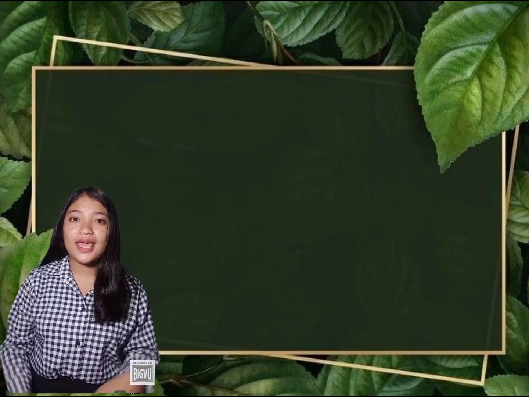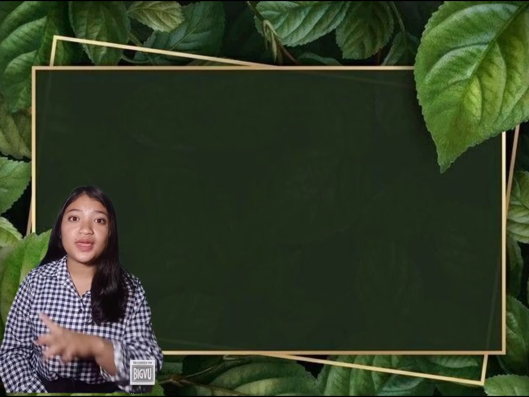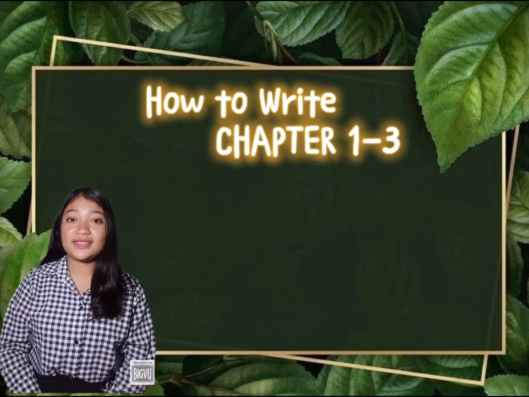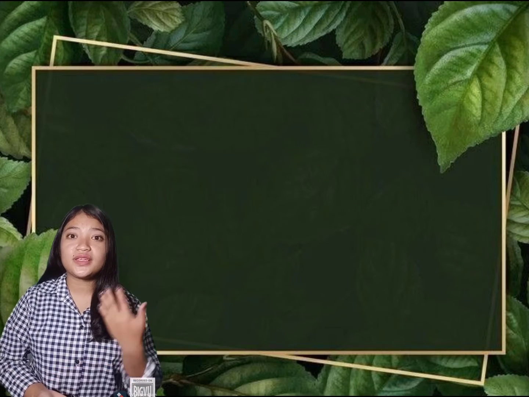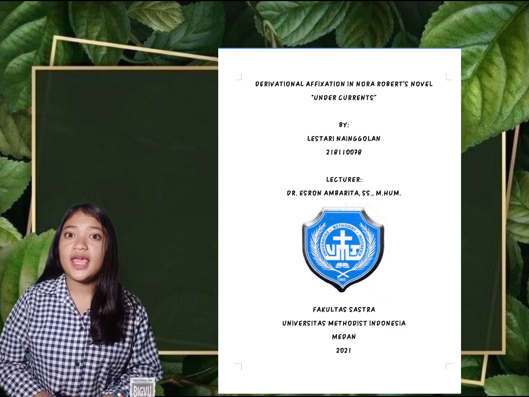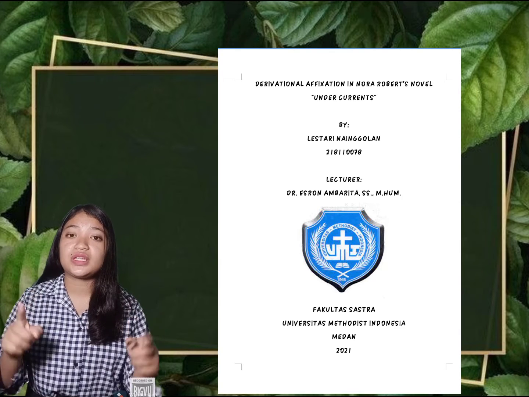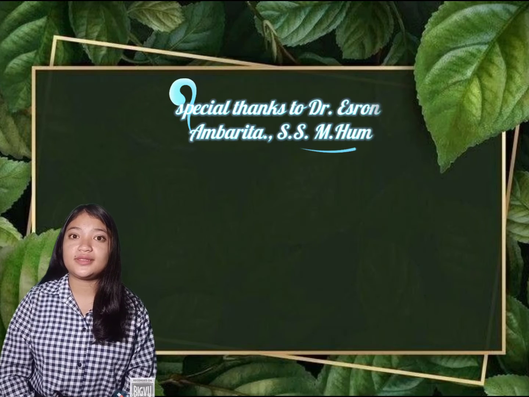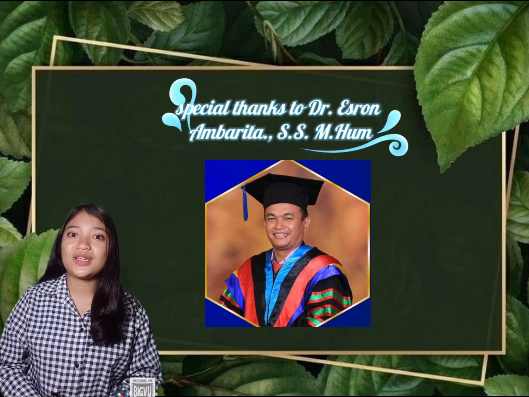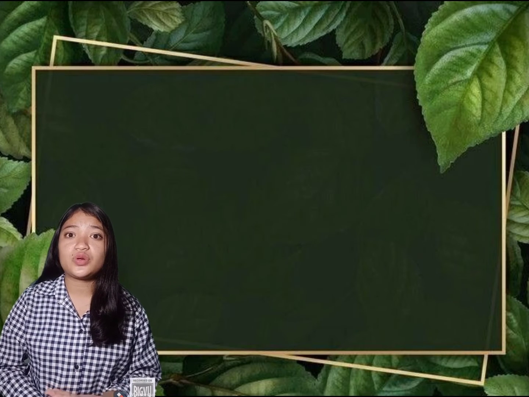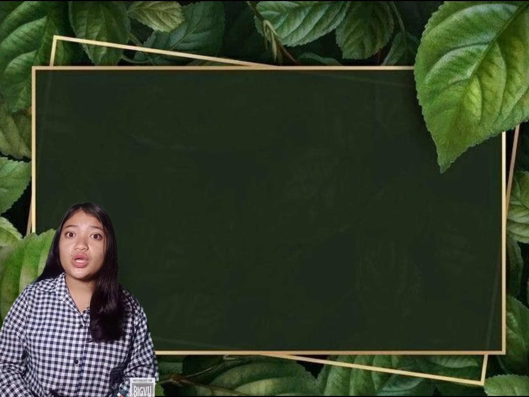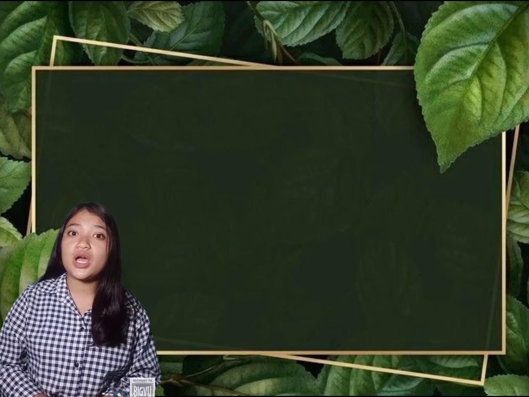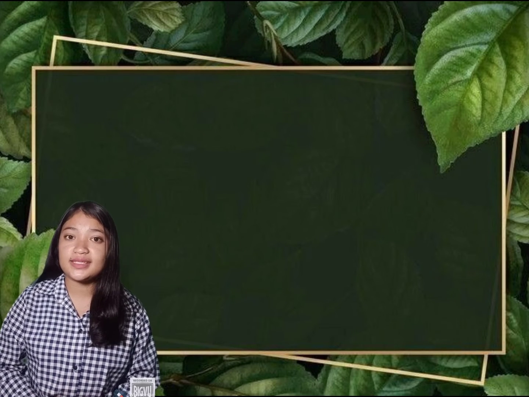This is Lestari Nainggolan, and in this video I'm going to talk about how to make chapters 1, 2, and 3 in a thesis. To explain it, I took an example of a thesis that I created entitled Derivational Affixation in Nora Roberts' novel. Before that, I say thank you to Dr. M.Hum, our lecturer of the linguistic research course, who gave me the opportunity to explain how to make chapters 1, 2, and 3 in a thesis.